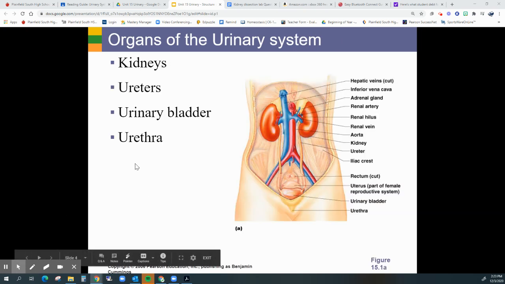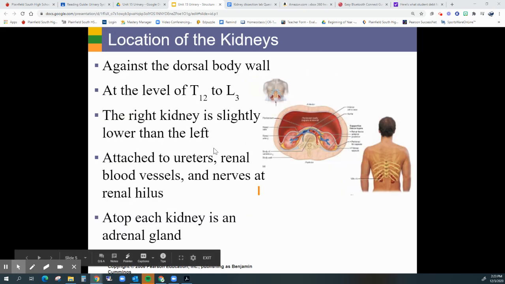The organs that are part of the urinary system are those that follow. So we have the kidneys right here that sit on the back wall of the abdomen. The ureters that lead away from the kidneys. These are the little tubes that are leading down towards the bladder. The urinary bladder would be the next portion, and the urethra would be the tube that connects the bladder to the outside.